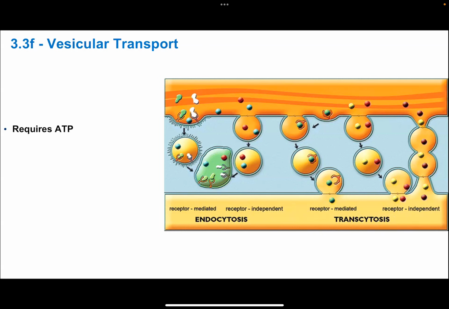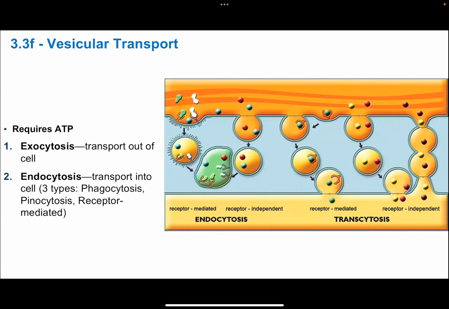The second type of active transport is vesicular transport. It will require ATP because you're actually taking part of the membrane of a cell and enveloping things and carrying them across the entire cell and depositing them on the other side, or taking them throughout the cell. What this involves is exocytosis, or transporting things out of the cell.